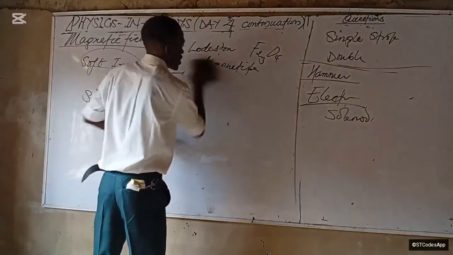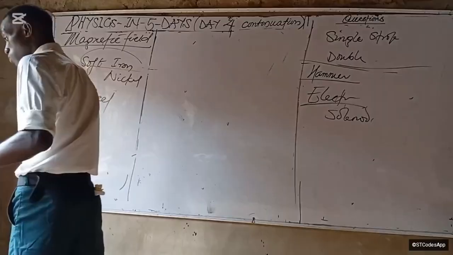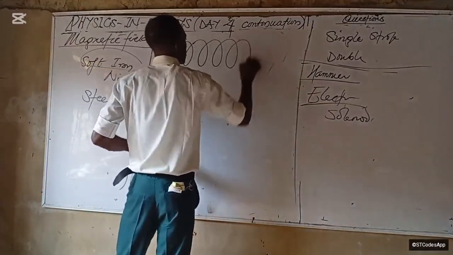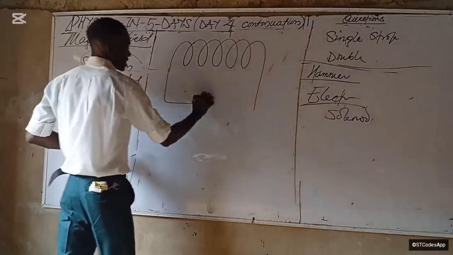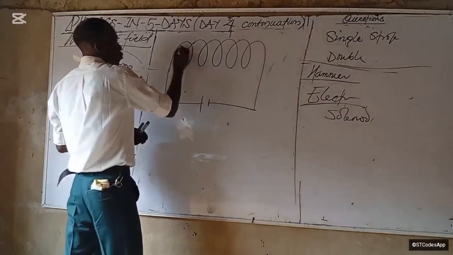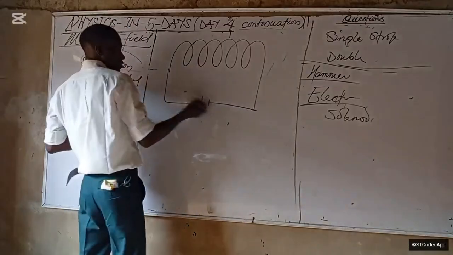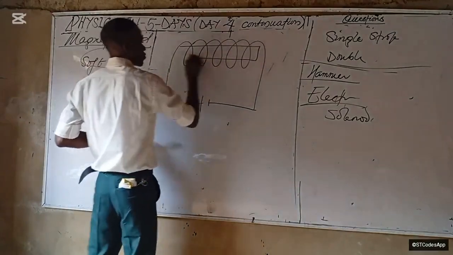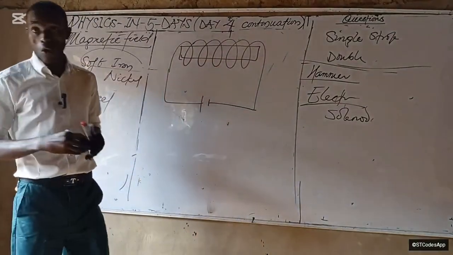So that part that you are stroking with north will get the north polarity, while the other part will get the opposite polarity, which is south.